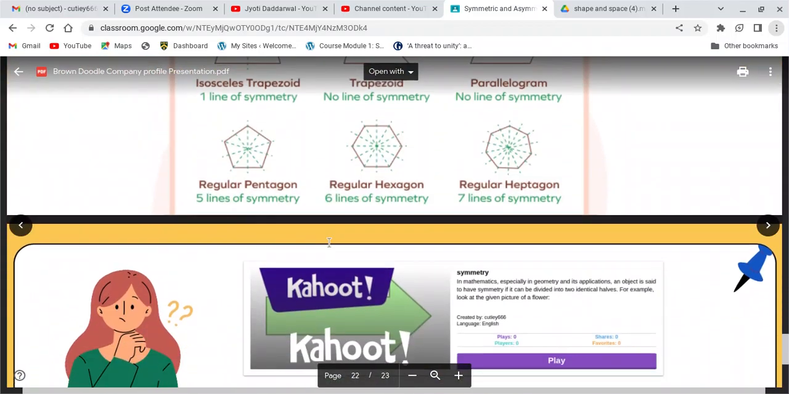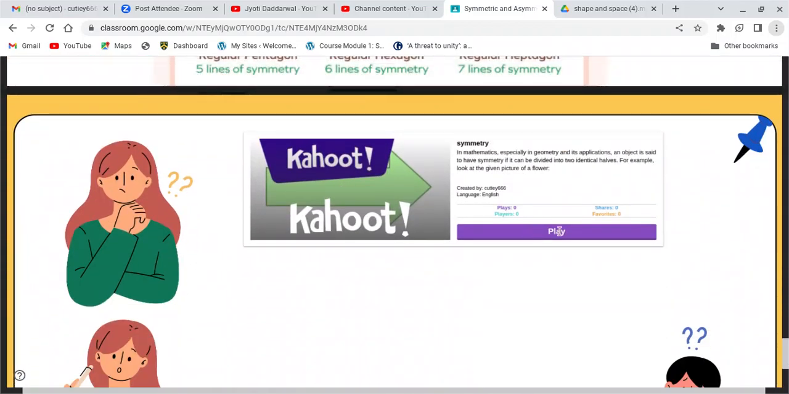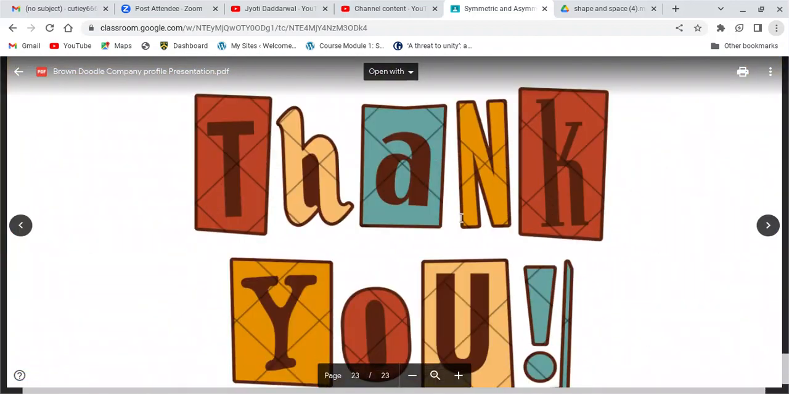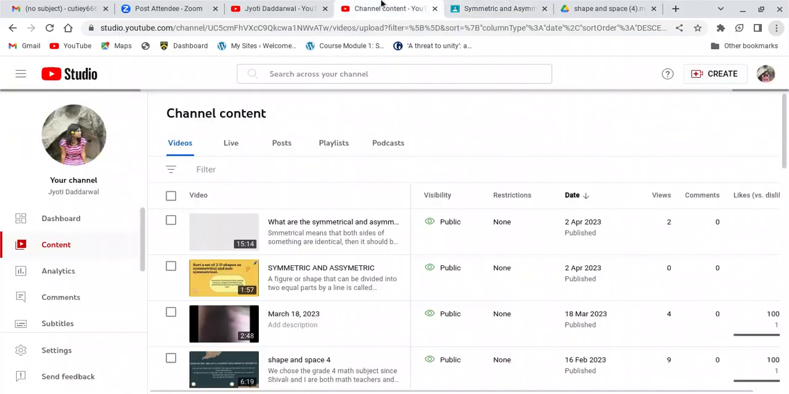And then I organize one Kahoot activity for them.